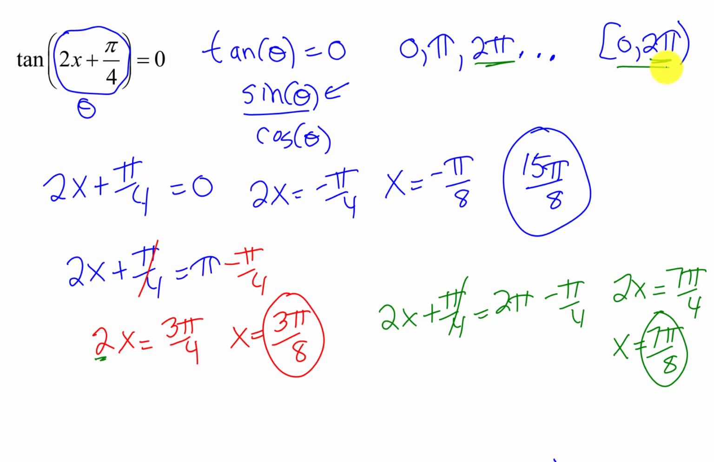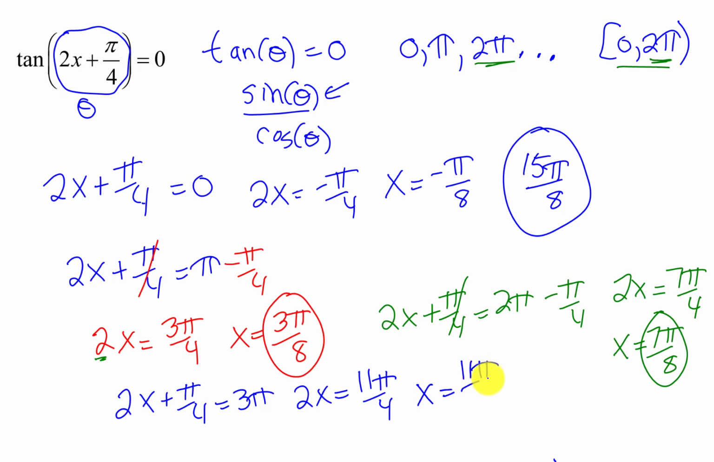Because we are dividing by 2, cutting that in half, we're going to need to take one more. So we just did 2 pi. Let's do 2x plus pi fourths equals 3 pi. So 2x equals, if we subtract the pi fourths, 12 pi fourths minus pi fourths, which is 11 pi fourths. And by the time we divide by 2, we have x equals 11 pi eighths, which is still between 0 and 2 pi.